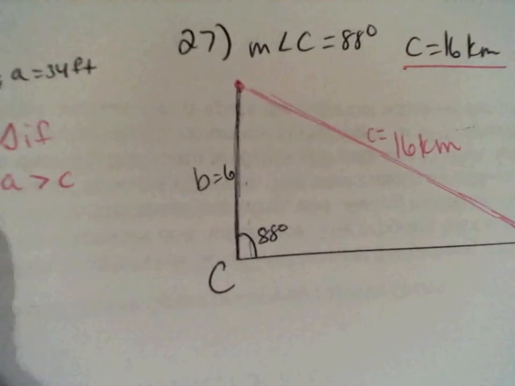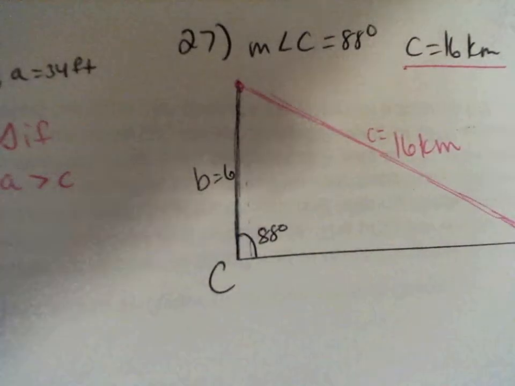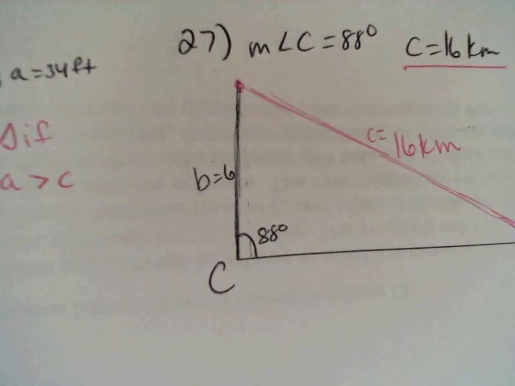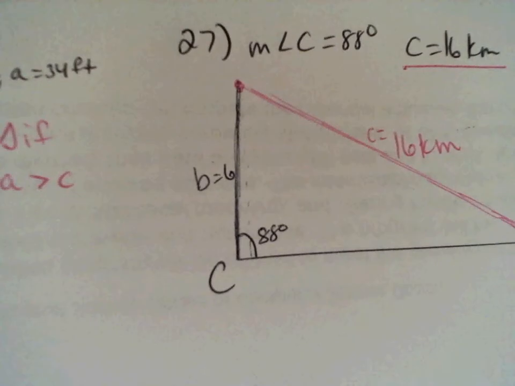Now I'm going to go to number 30. Let me see this real quick. Okay. It says solve each triangle. 30 and 31.